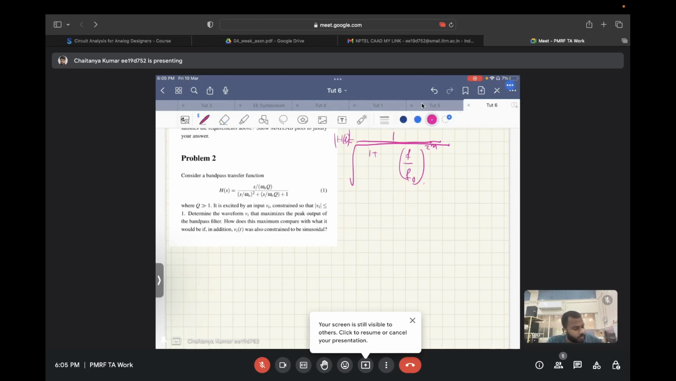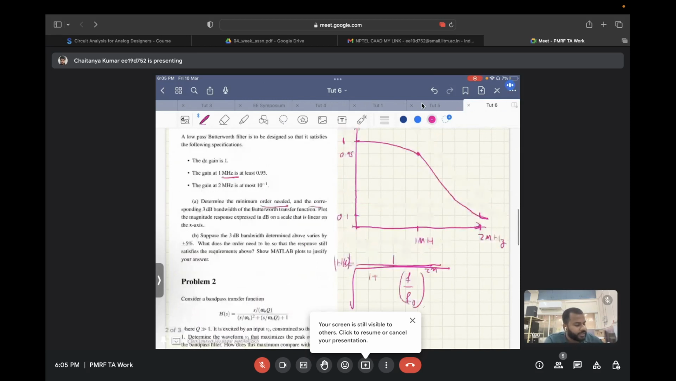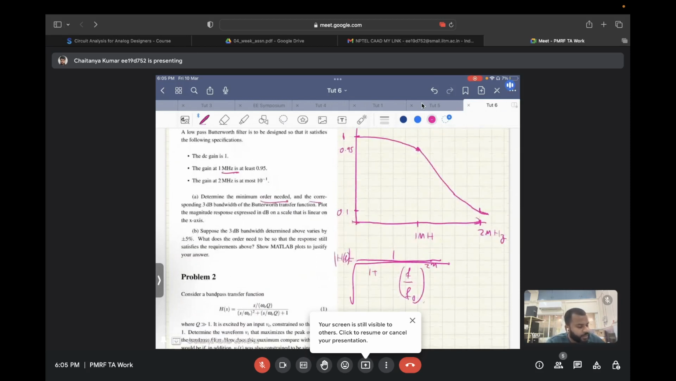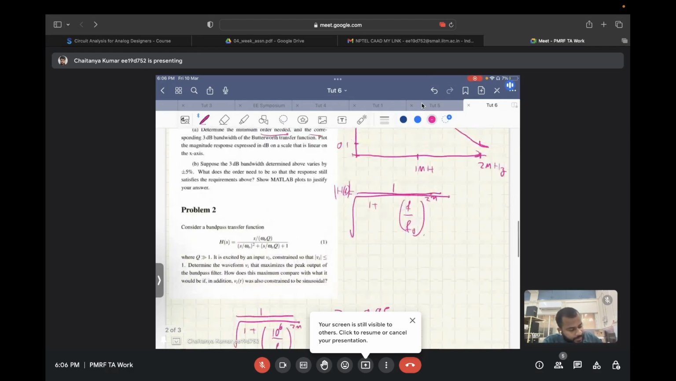Oh, yes. Okay. DC gain is 1. DC gain of any order is 1, so that I think is not an issue. After that, we have that at 1 megahertz the gain should be greater than 0.95. So one constraint that we have is 1 upon the complete transfer function, with f upon f naught to the power 2n, should be greater than or equal to, and here f is 1 megahertz, 10 to the power 6, 0.95, correct?